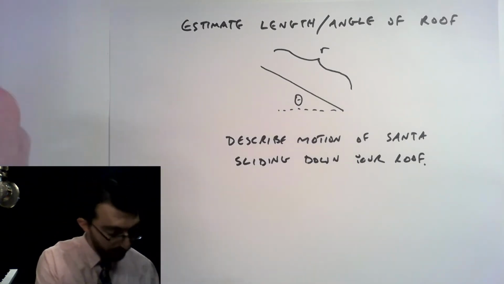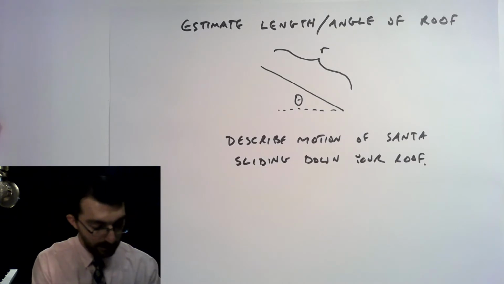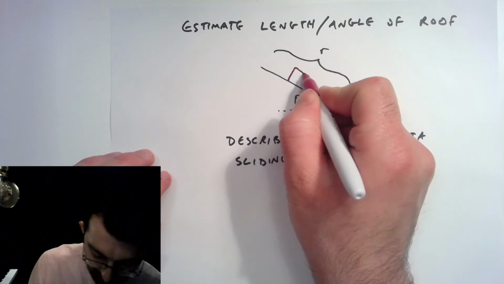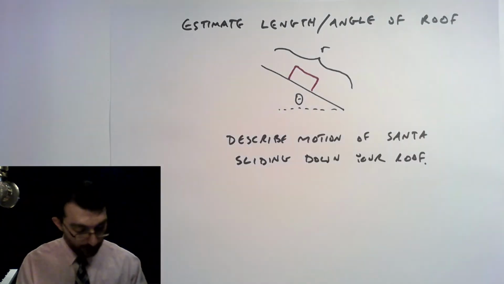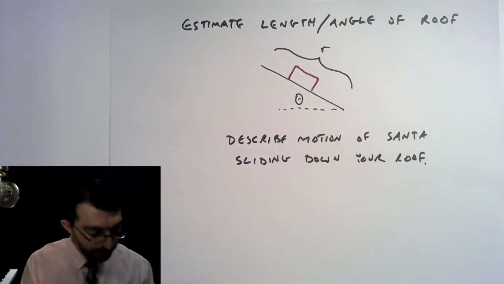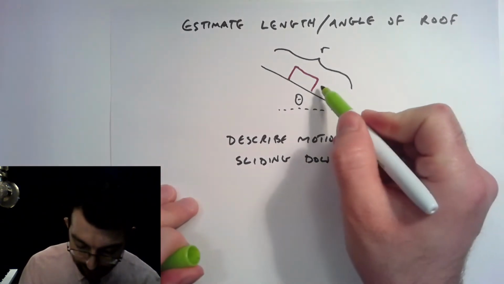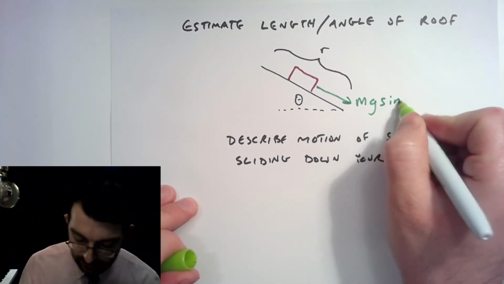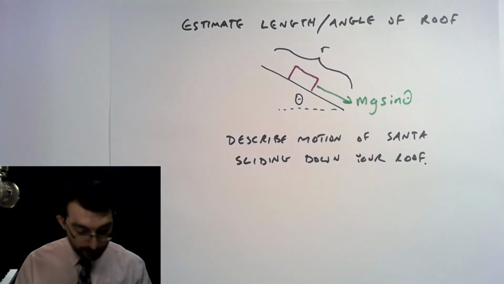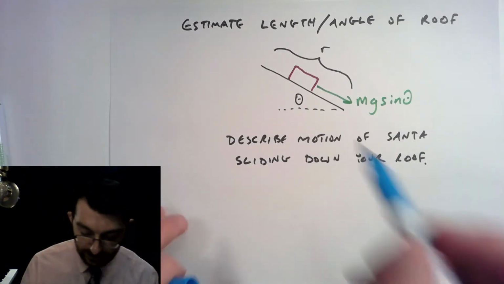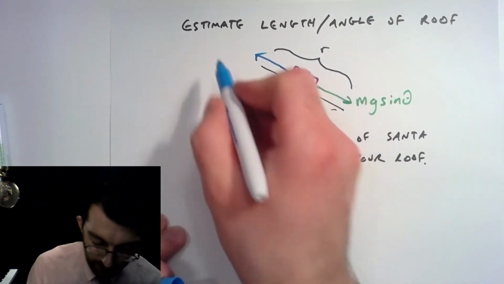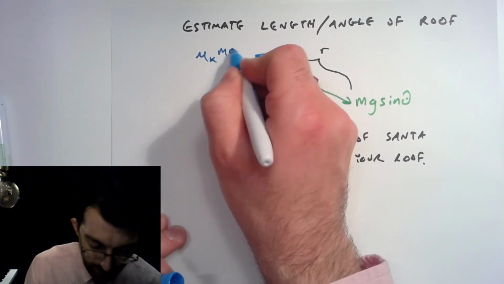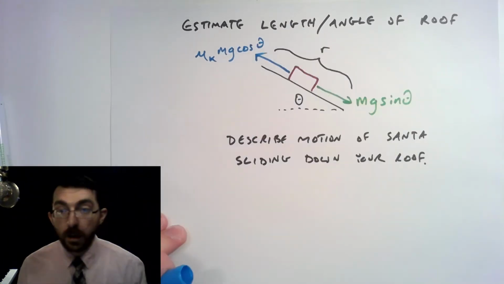First of all, let's just make sure that we've got the person or object or whatever it is on the roof. And remember that there are forces pulling it down. That would be mg sine theta. And that there are forces keeping it up. That would be coefficient of friction, mg cosine theta.